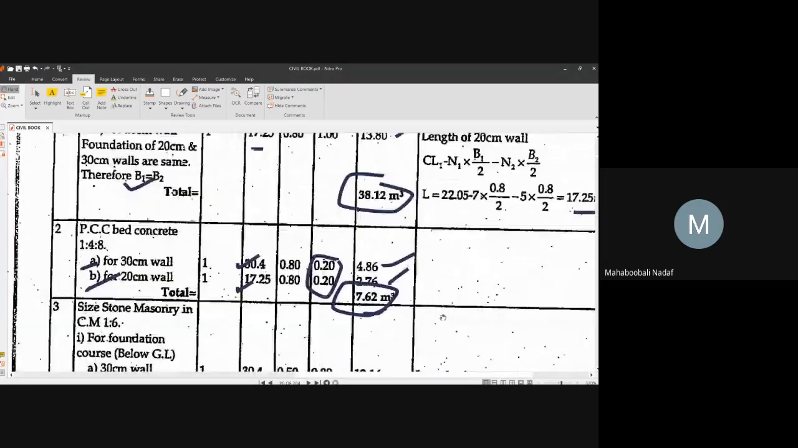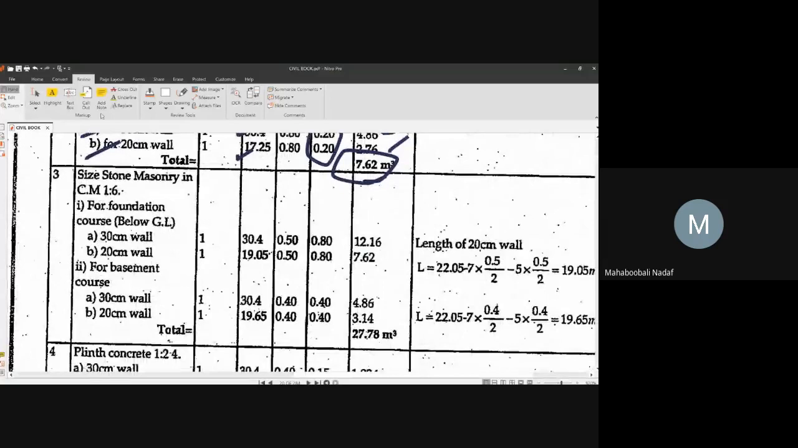Okay, now can you see this diagram? Can you see what is written here? First foundation, second foundation. In the first foundation, you have 30 wall, you have 20 wall. Again, for the second foundation, you have 30 wall, you have 20 wall, where you have written one only. From the diagram, 0.5, 0.8, we have seen. From the diagram, 0.4, 0.4, we have seen. Correct? 0.4, 0.4, 0.8 and 0.5.